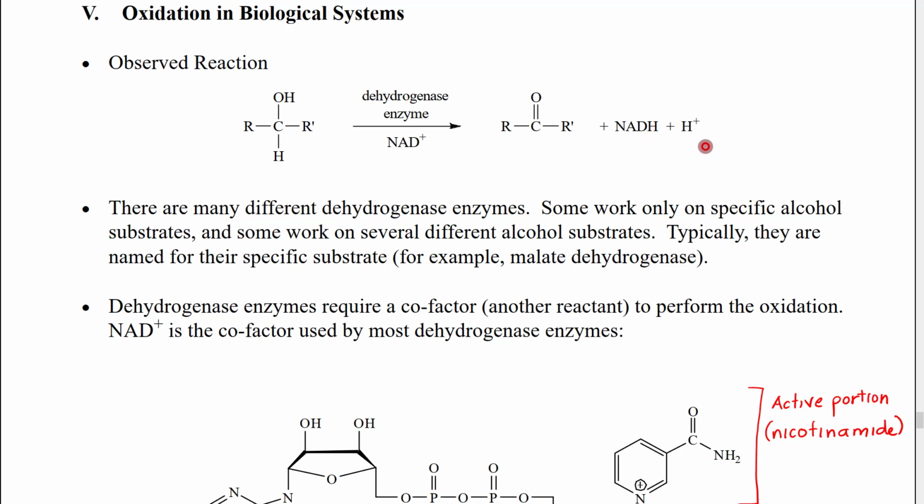There are many different dehydrogenase enzymes. As I mentioned, some work on only specific alcohol substrates and some work on different ones. And typically, they pair the dehydrogenase name with the name for the specific substrate or the name of the biological system. So, for example, in the citric acid or Krebs cycle, we have malate dehydrogenase, which, by the way, uses a different cofactor, but okay. And in other systems, we have things like horse liver alcohol dehydrogenase. All right.